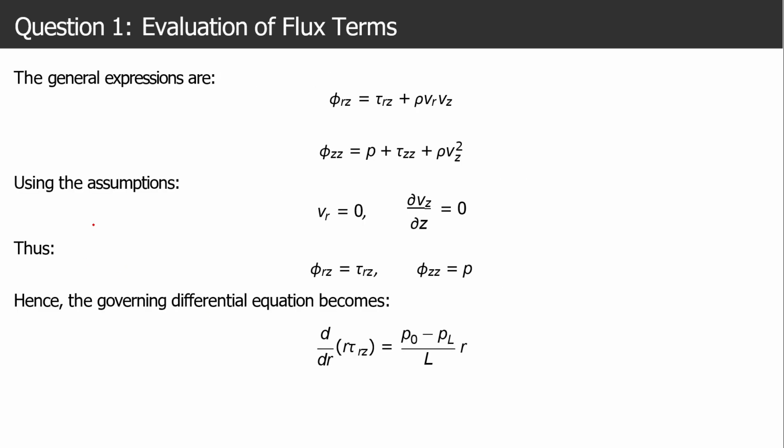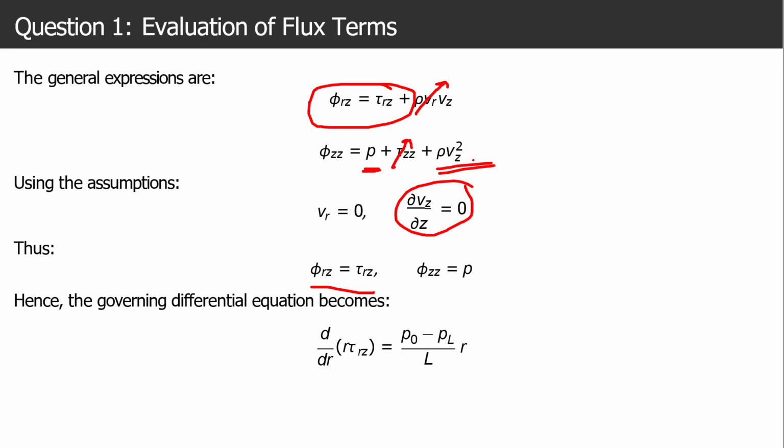Now let's talk about the flux. Phi rz and phi zz were the two terms remaining. As we know from the generalized Newton formula, we can say tau rz plus rho v z v r will remain, and the p delta ij pressure term will be 0 as delta ij will be 0. And v r is 0. So phi rz will be only tau rz, because the other term is 0 as v r is 0. In phi zz, the pressure term will be there. Tau zz will be 0 because del vz by del z is 0. This variation is 0.